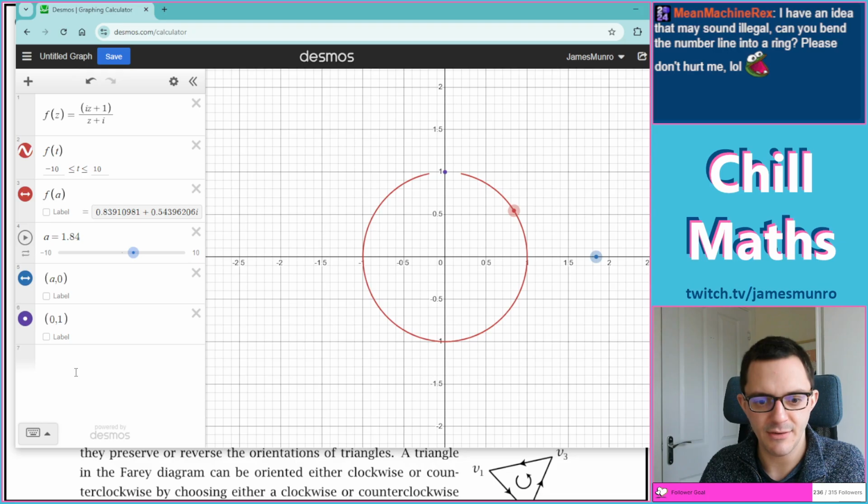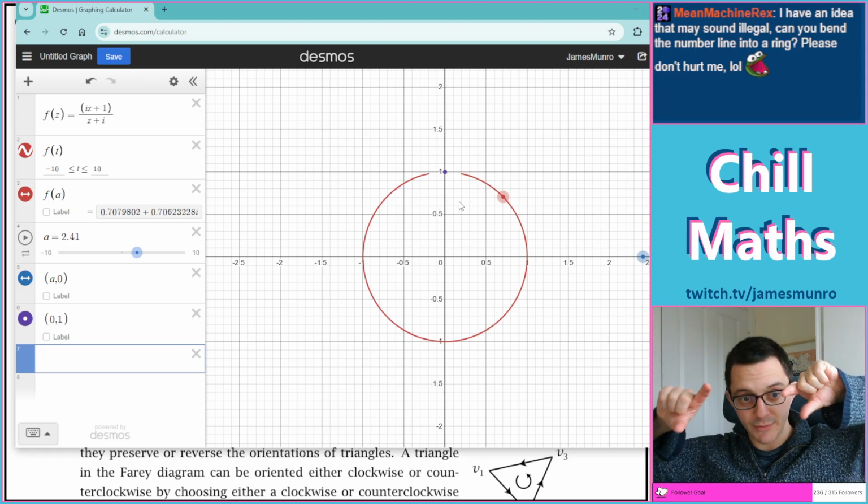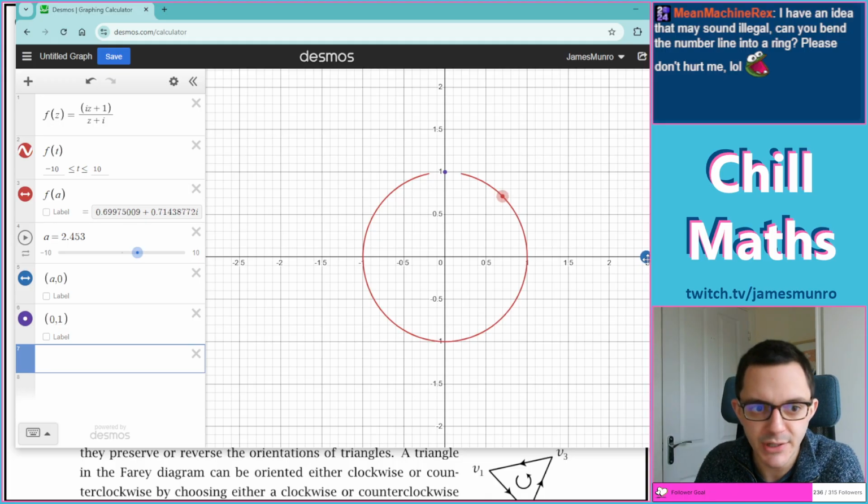Okay. Here is the plan. Mean Machine Rex, just for you. If you give me any real number, then the red point is showing where I'm going to bend it to. And so the red line is kind of curved round. Of course, the real number line is very long, so I also need to compress it down. So as I get close to that purple dot, there's some compression going on.